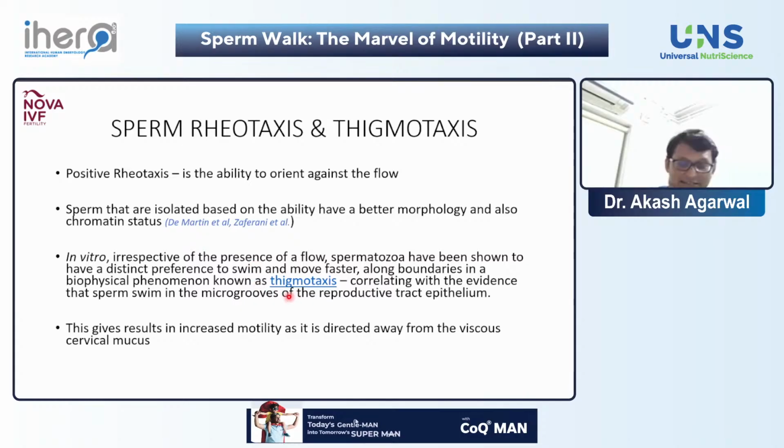And what is the correlation in vivo? The sperms which are more motile and better will be moving along the grooves, what we call crypts, present in the female genital tract. So by creating these grooves and selecting the sperms which are coming towards them, maybe we are selecting sperms which are definitely better in terms of fertilization potential and chromatin status.